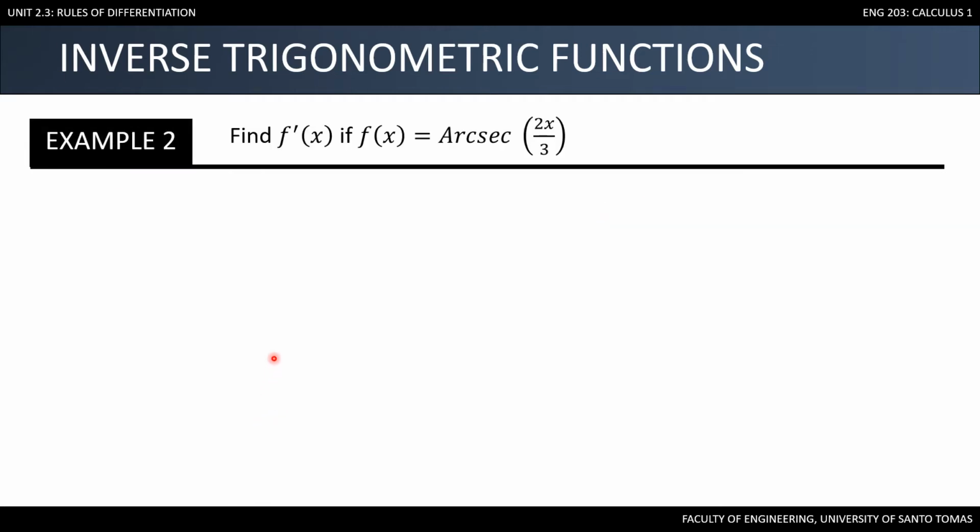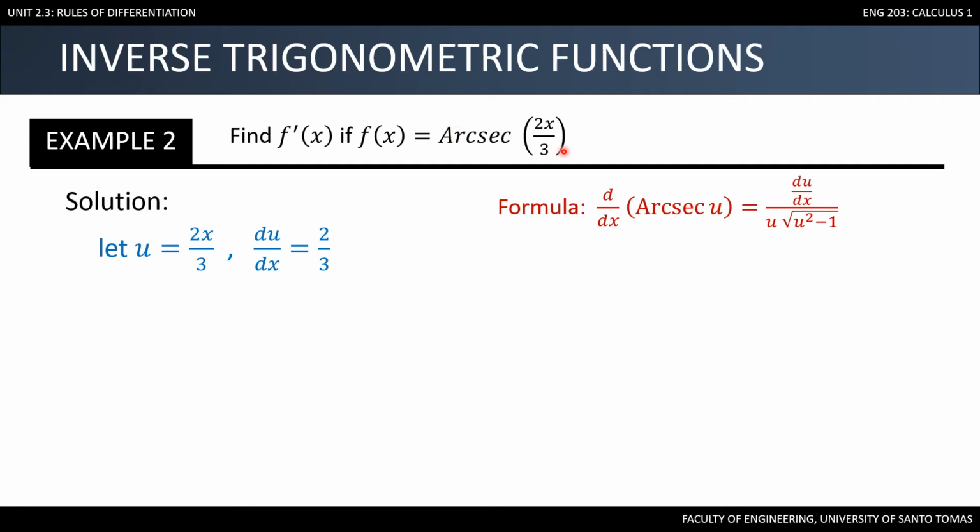Second example, let's find f prime of x if f of x is equal to arc secant 2x over 3. The formula will be the d over dx of arc secant u. Let u now be 2x over 3. If that is our u, our du over dx is 2 over 3. Plugging in the values, du over dx is 2/3 over u. Our u is 2x over 3 times the square root of 2x over 3 squared minus 1.